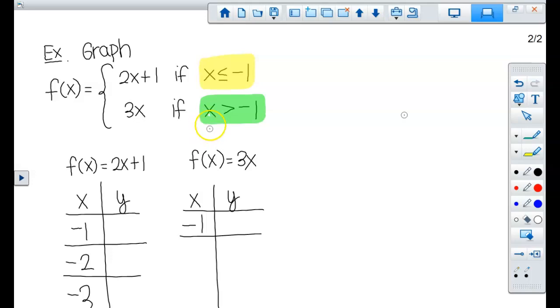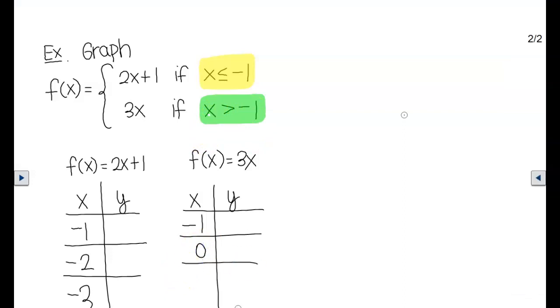So this says that x has to be greater than negative 1. So 0 fits that description and 1 fits that description. I would recommend, since you're graphing, that you definitely keep the numbers as small as possible because you want your graph to be as simple as it can be.